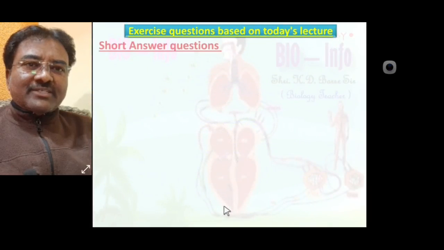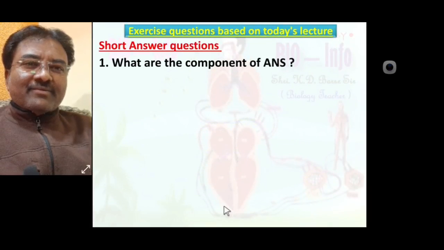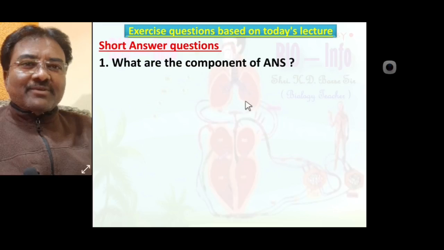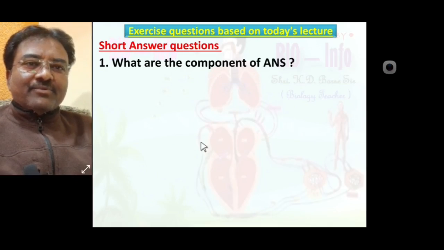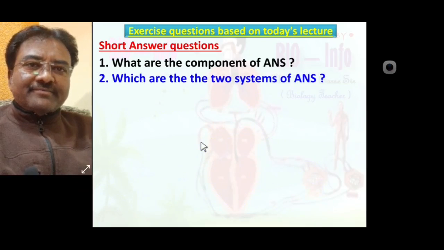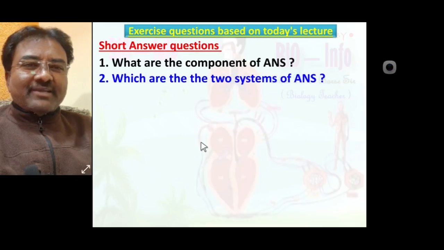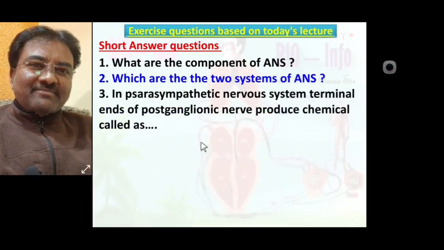Short answer question number 1. What are the components of ANS? Yes, there are 3 components of ANS. Number 1, autonomic ganglion. Second, pre-ganglionic neuron. And third, post-ganglionic neuron. Which are the 2 systems of ANS? Sympathetic nervous system and parasympathetic nervous system.